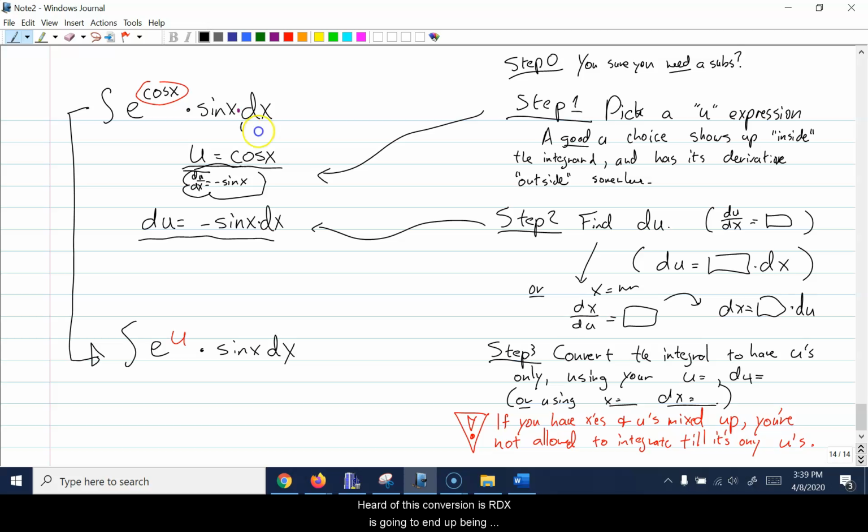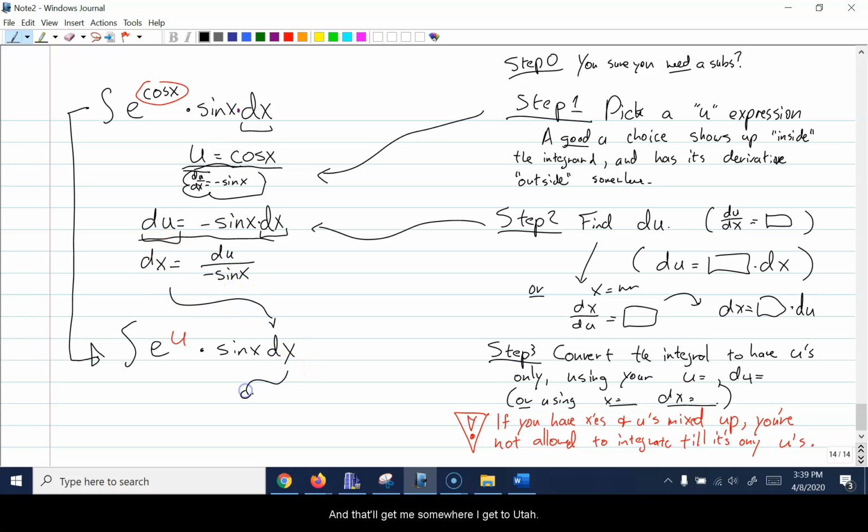Part of this conversion is our dx is going to end up being converted into a du. How can I do that? One thing you could do is just solve for dx is du over negative sine x. I can now plug that into here, and that'll get me somewhere. I get integral of e to the u times sine x times du over negative sine x. And now these cancel, and I get integral of e to the u times negative du. And now it's only u's, no x's.